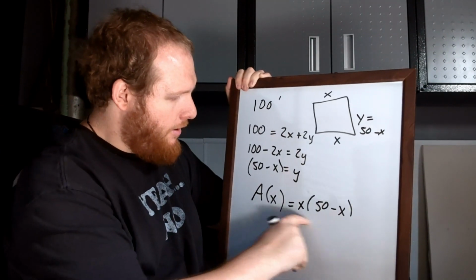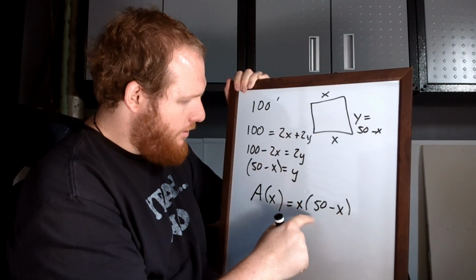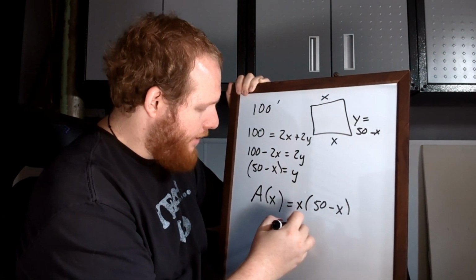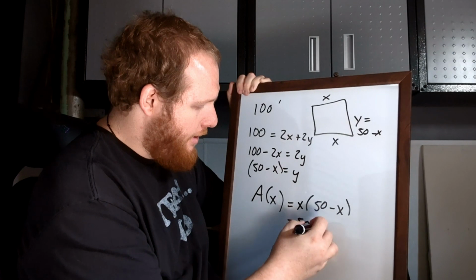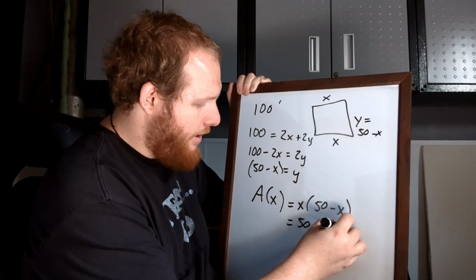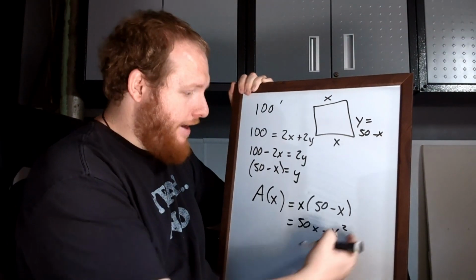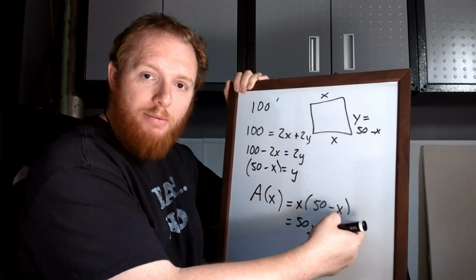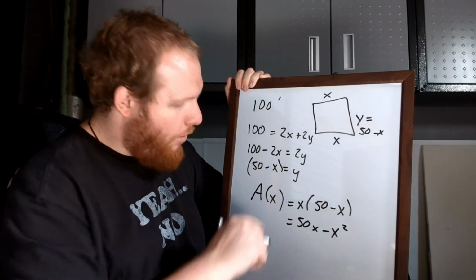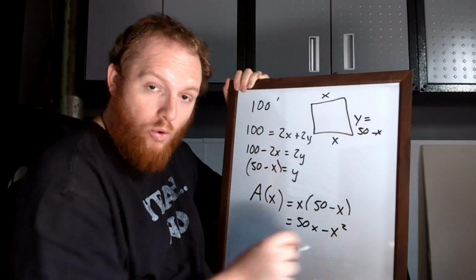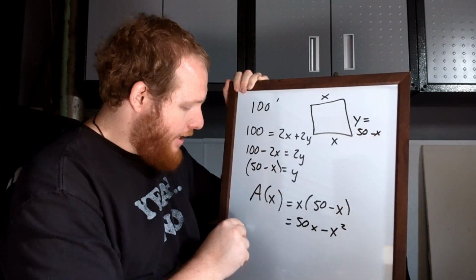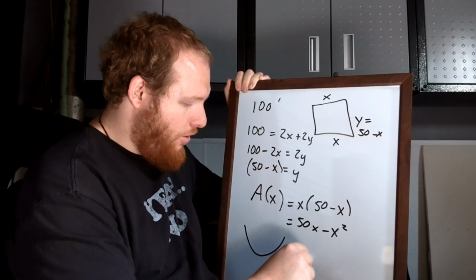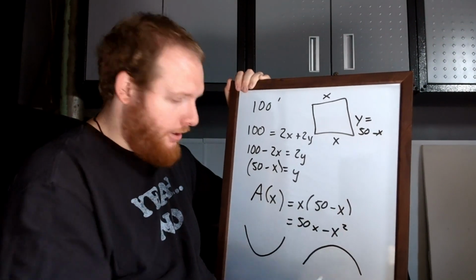Well, let's consider what this expression, this side of the equation, could also be written as. If we multiply out the X, 50 times X minus X squared. That now is a quadratic equation because we have our variable raised to the second power. Well, we know that a quadratic equation either has to have a parabolic curve like a smiley face or a parabolic curve like a hill.